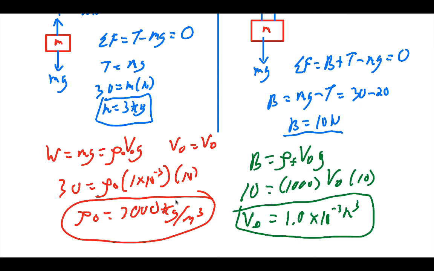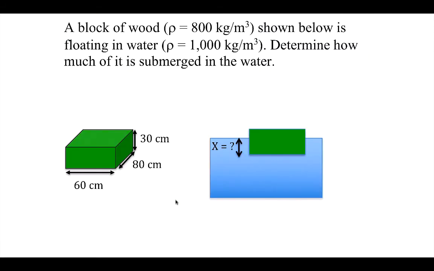And the nice thing when you're fully submerged is that the volume of the object itself and the volume displaced will always be the same number. That can be very useful. But what if you're floating? Now here's an example of something floating. I have a block of wood with a density of 800 kilograms per cubic meter floating in water. And again, it should float because it has a density less than that of water. And I want to know how much of it is actually underneath the water.